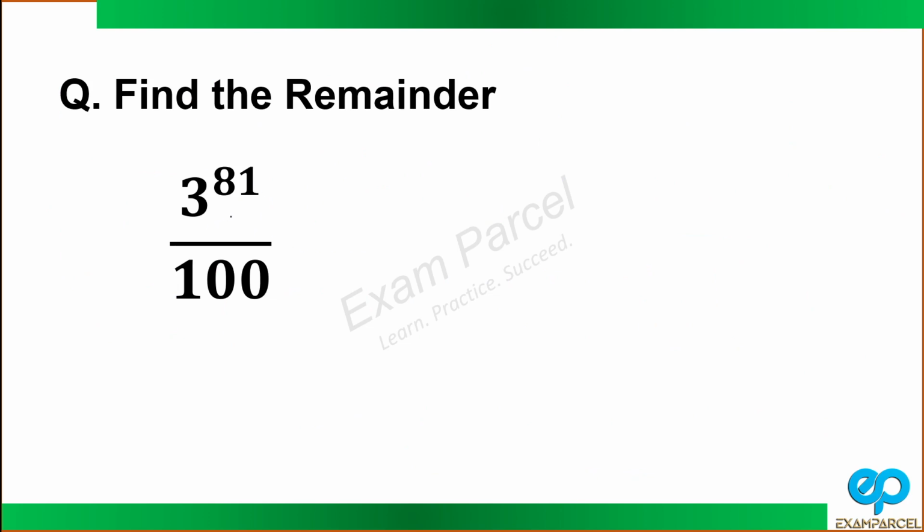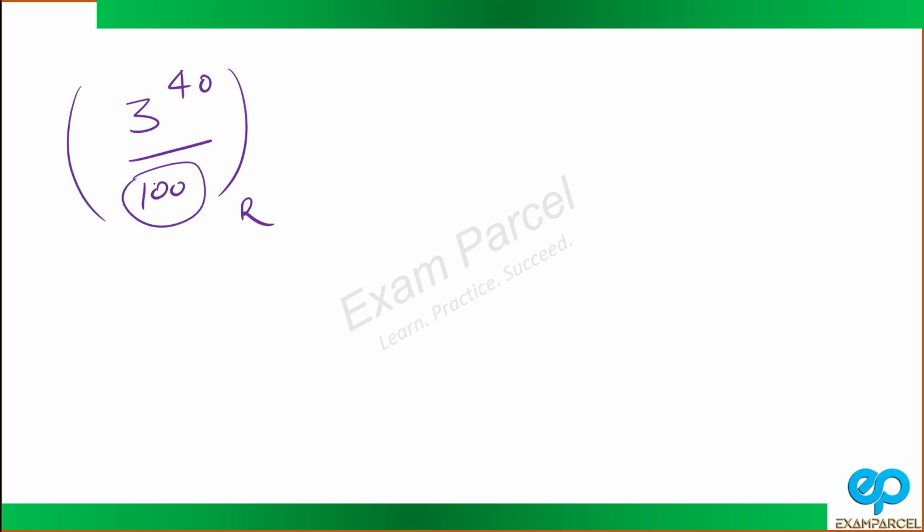So here I have a question: 3 raised power 81 divided by 100. What is the remainder? Now before I solve this question, I want you to solve another question. So let's say 3 raised power 40 upon 100. What is the remainder? So very first thing that we should notice is whether this divisor and the base, are they co-prime? Whether these two are co-prime or not.